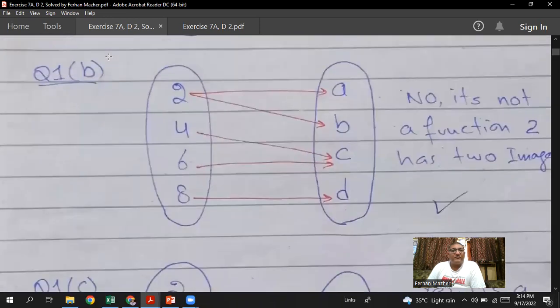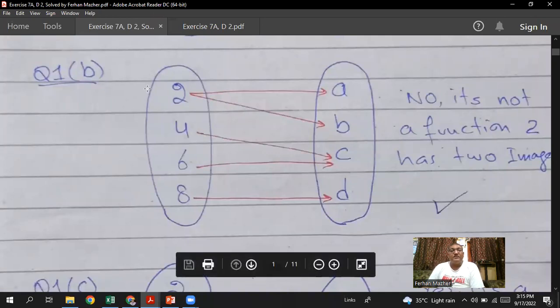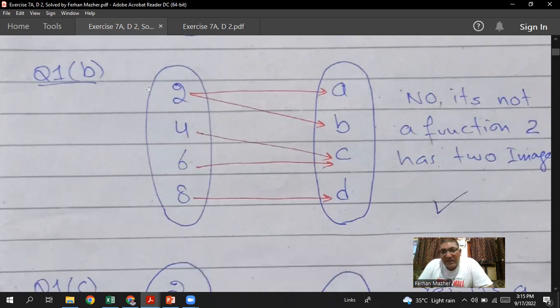So here we go. You can see that 2 has two images, A and B, 4 has image C, 6 has image C, 8 has image D. All of them have images, but the problem was with the 2 because it has two images. So no, it's not a function. 2, which is a member of the domain, has two images. That's why it's not a function.